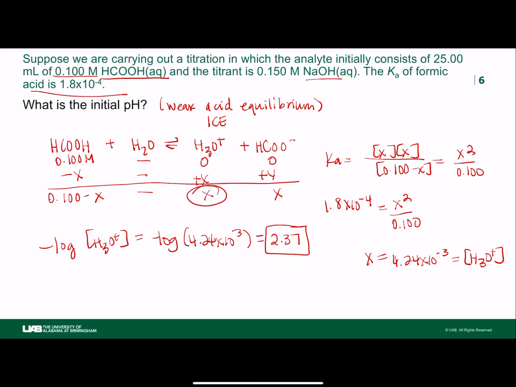And I get an initial pH of 2.37. It's a weak acid, so it probably shouldn't be terribly low. It's a relatively concentrated weak acid with a relatively large Ka. So it's going to be lower than some. And so this looks like a perfectly reasonable initial pH.